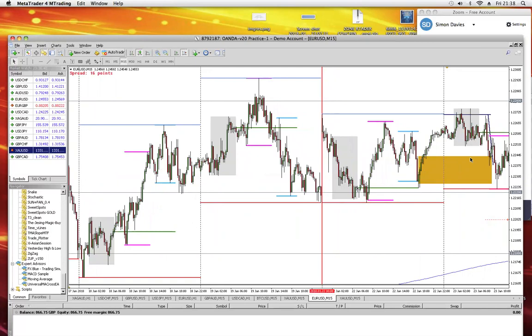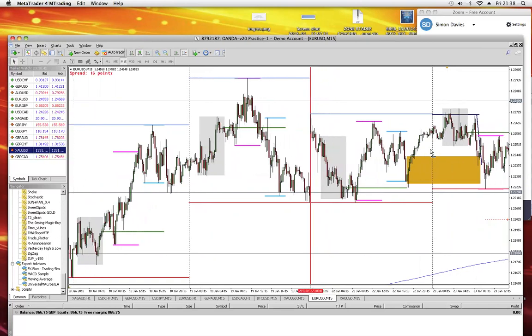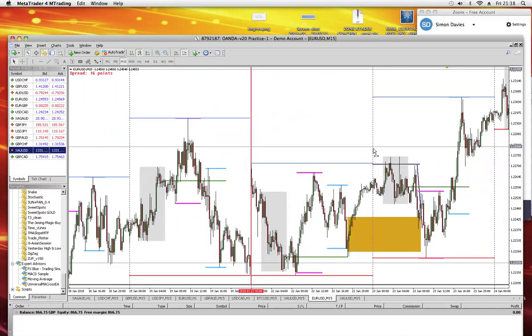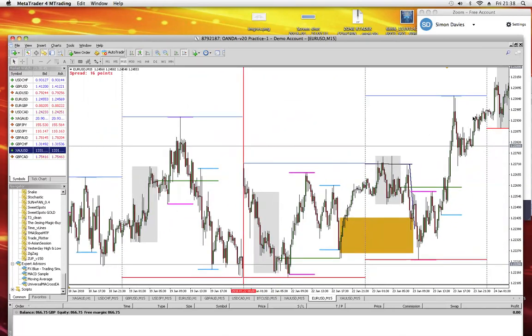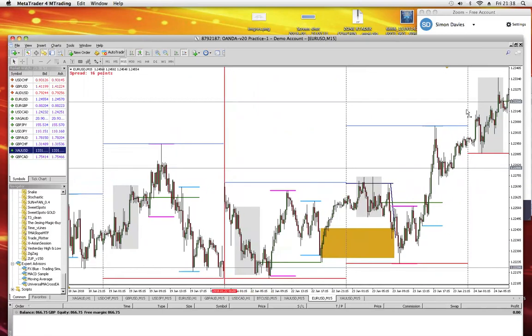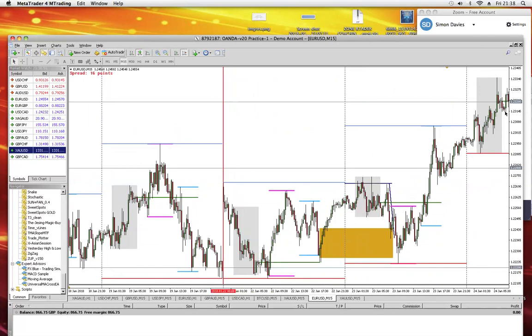So then we get the respect off the order block. Price rallies away. And then we didn't break the low of the week. We broke the high of the week. So any move going down now is suspect. There's your suspect. We can now buy this move.